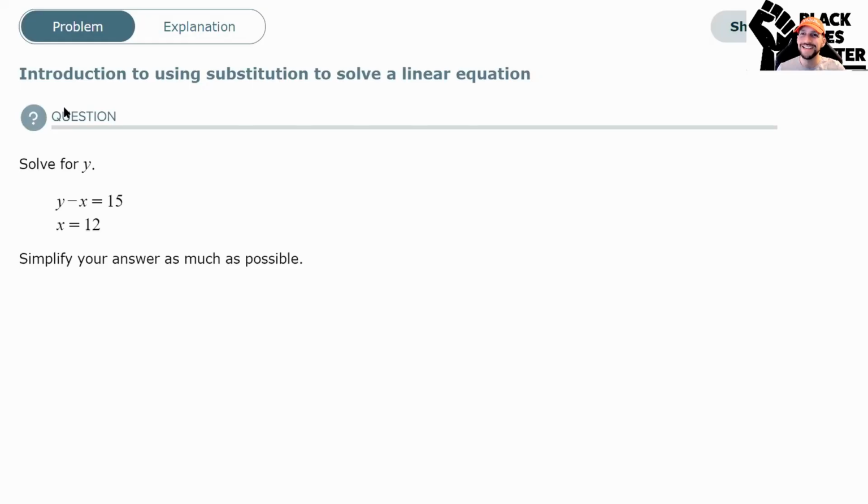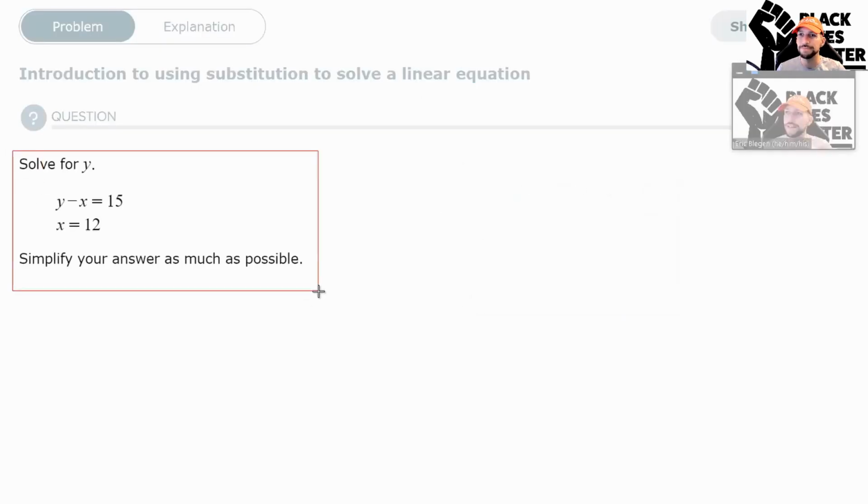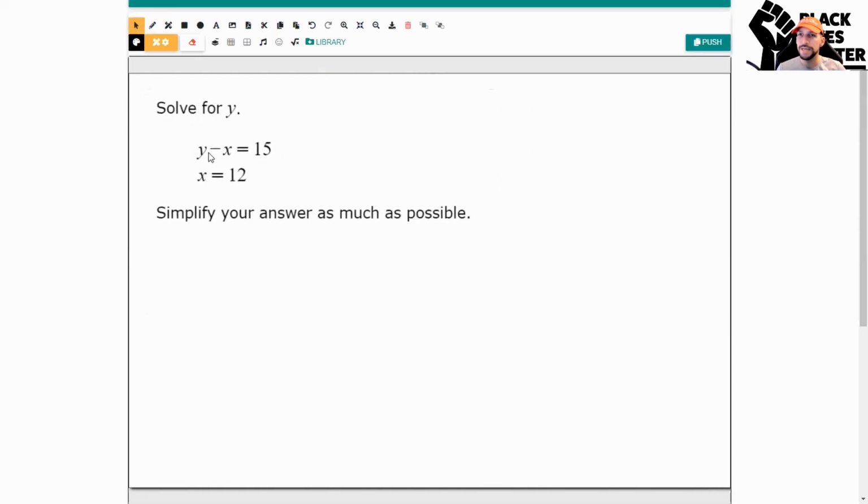So ALEKS asks us to solve for y. All right, so let's do this on the whiteboard algebraically first. I got to solve for y. That means get y by itself, and the only time y is in an equation is over here hanging with x. So this topic involves substitution.